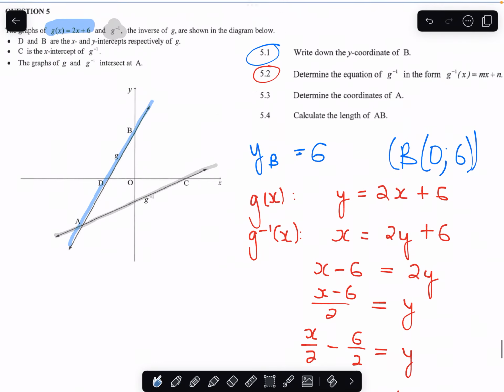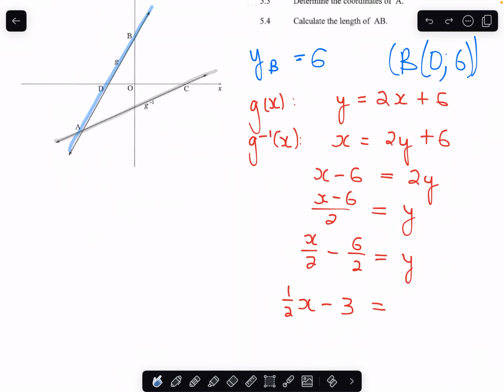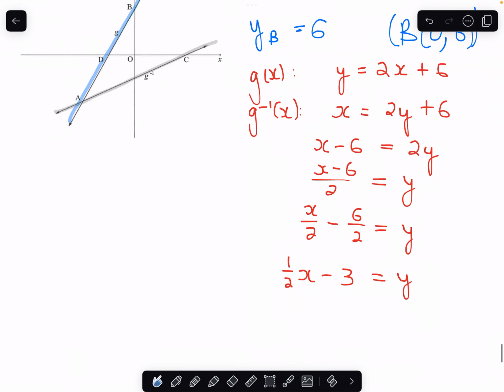And it's not even that we're just making it look nice. We're following instructions. We're told that we have to write it as m times x plus some number, right? So we have to rewrite this as a product of some number and x. Anyway, so our final answer then is that g inverse of x is equal to a half x minus 3.